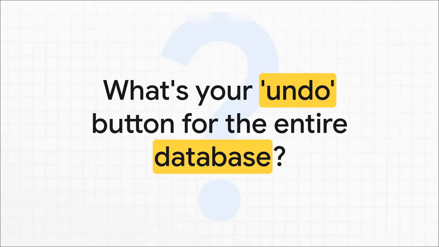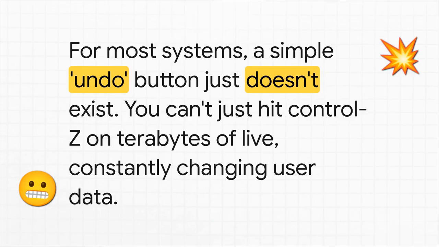The migration fails. Data is getting corrupted as we speak. The clock is ticking. What is your undo button? What's the plan to stop the bleeding right now? And here's the cold, hard truth. For a live, stateful system, a simple undo is basically a fantasy. You can't just hit Control-Z on a dataset that's changing every millisecond without causing even more chaos. That's why you have to build your safety net before you ever step out on that high wire.